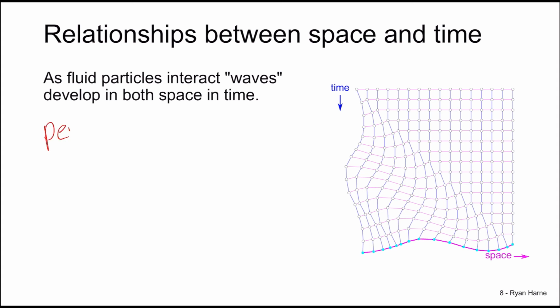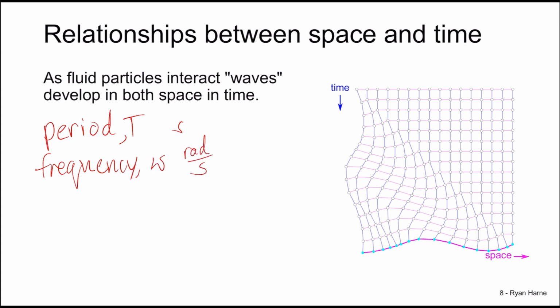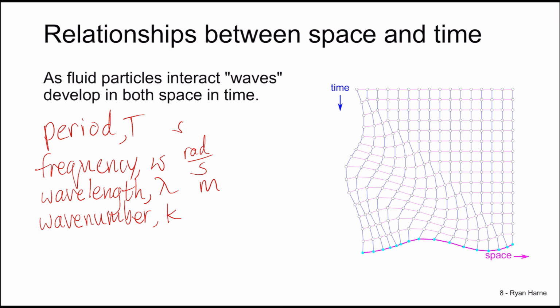We have the period, T, and this has units seconds. We have the frequency, denoted by omega, which has units radians per second. We have the wavelength, which we use the Greek lambda term to denote that, having units meters. And we have wave number, which is the k variable we used before, which has units 1 on meters. It's also occasionally seen as radians per meter.